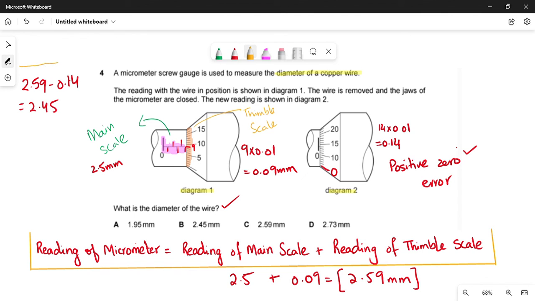If you do not subtract it, then you will end up getting a wrong answer. So you should have a very clear concept. When you have a positive zero error, it means you have to subtract this value from the reading of the micrometer, and if you have a negative zero error, it means you have to add it to the reading of the micrometer. So I hope that this question is clear.